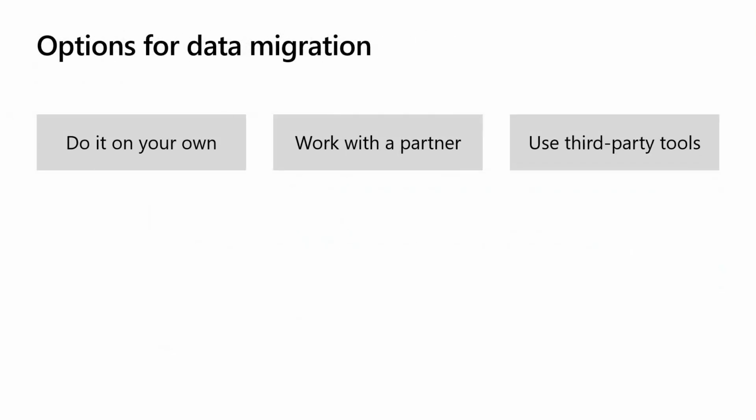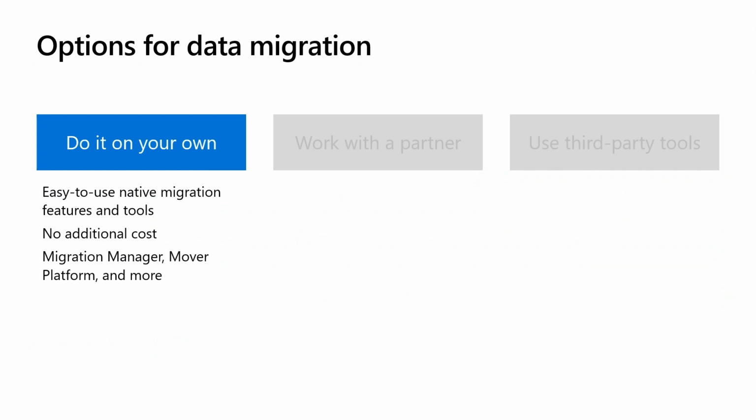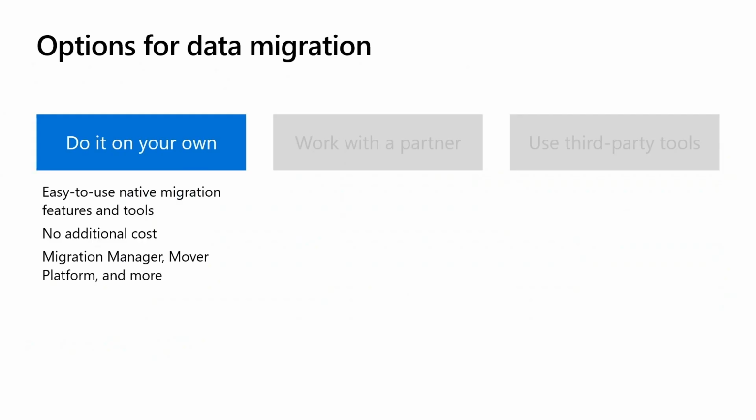When considering how to approach a migration, one of the first things to think about is who will do the migration, meaning who will plan and manage the project, manage schedules, configure environments, install tooling, run and monitor the migration. One approach is for you to do all this on your own, which is a great option when you have the people in-house with both availability and experience to get the job done. The good news is Microsoft 365 gives you easy-to-use native migration features and tools to be successful at no additional cost with your eligible plan.